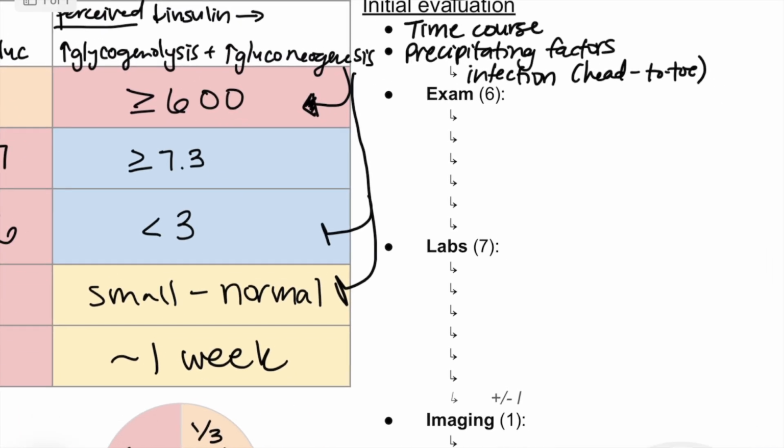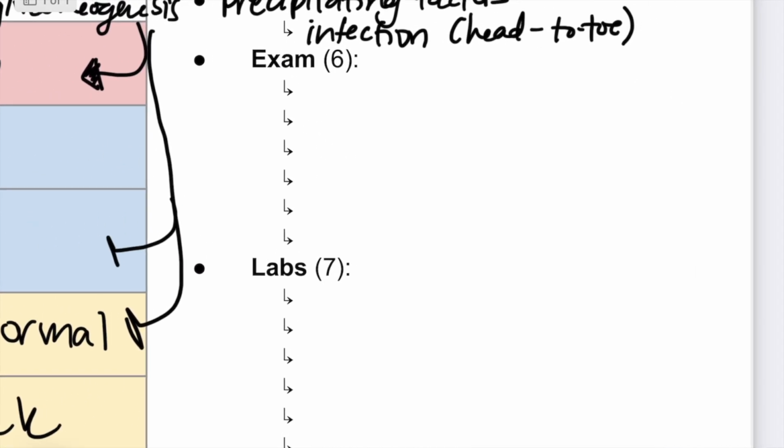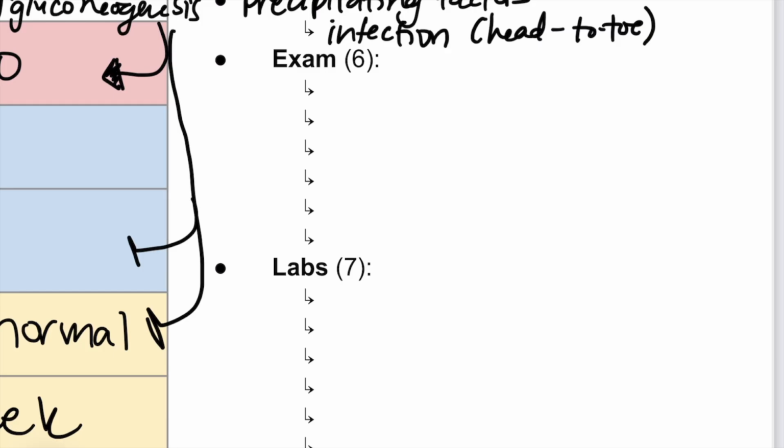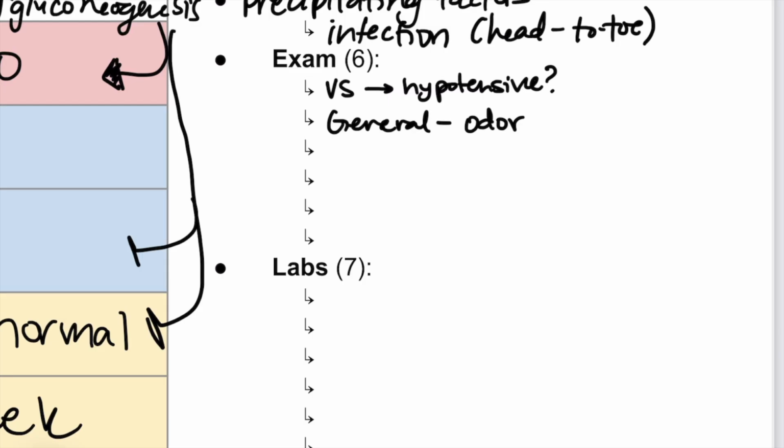On our exam, what are some areas that we might want to focus on? Well, I like to start in a systematic manner, first looking at vital signs. As we mentioned before, the patient might be hypotensive. We'd want to be able to treat that, and so that's an important vital sign to look for. Generally, you can assess their odor in particular. Patients with DKA can have an odor due to the acetone that they're accumulating, whereas patients with HHS do not have this signature smell.